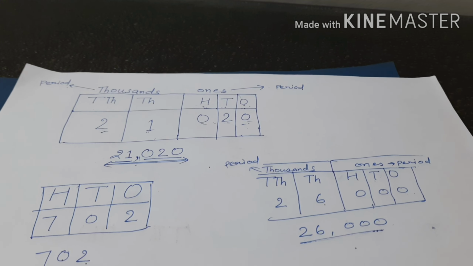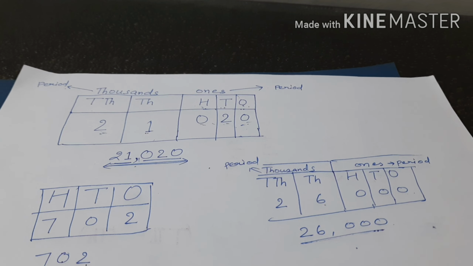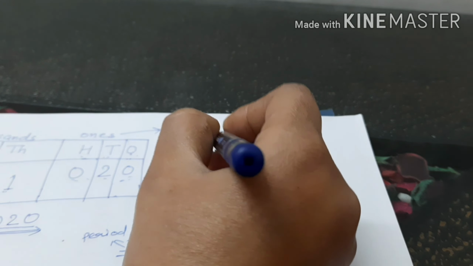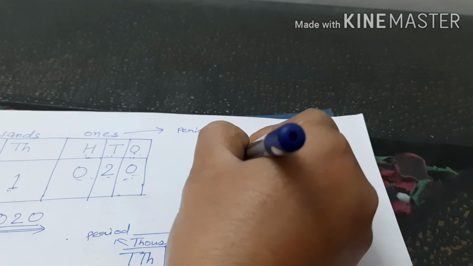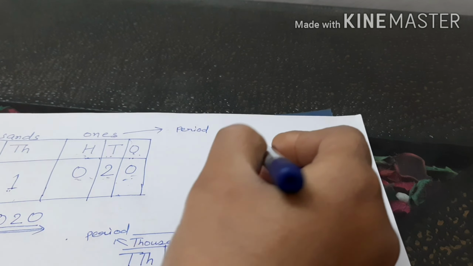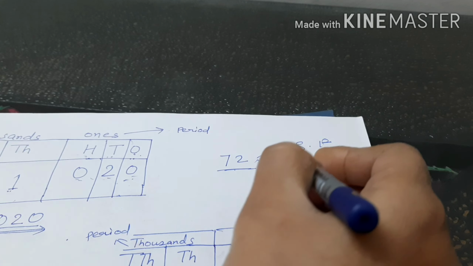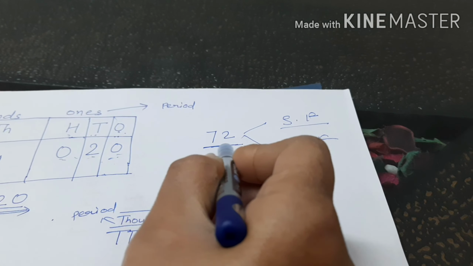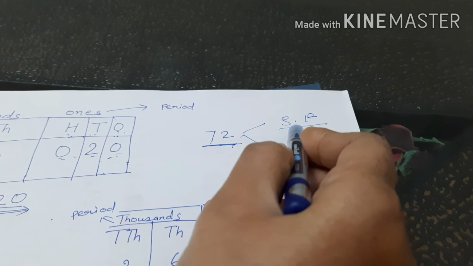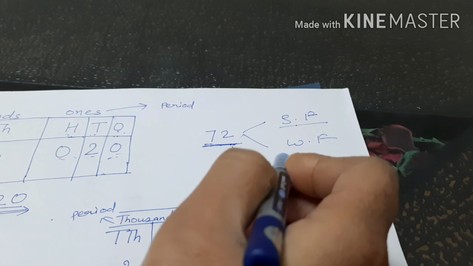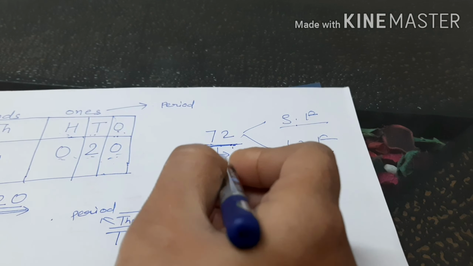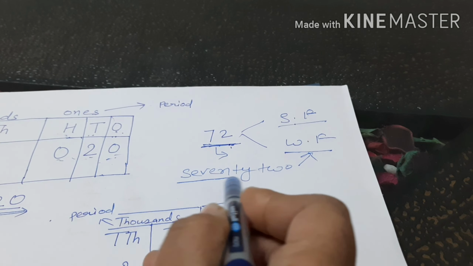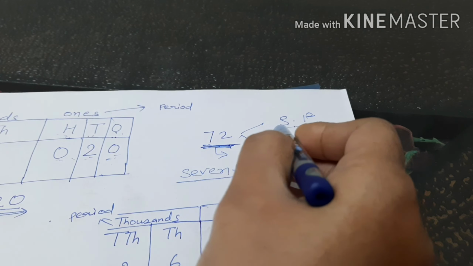Point to remember: a place that has 0 in the standard form of a number is not represented in its word form. So what is the word form or standard form? Take any number, 72. This number has 2 forms, a standard form and a word form. When we write the number in digits, it is the standard form, and when we write the number in spelling, it is the word form. 72 written in digits is the standard form.